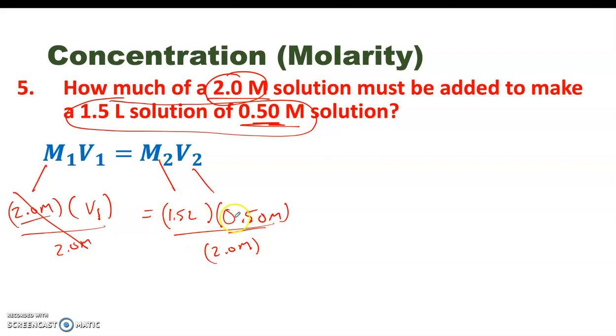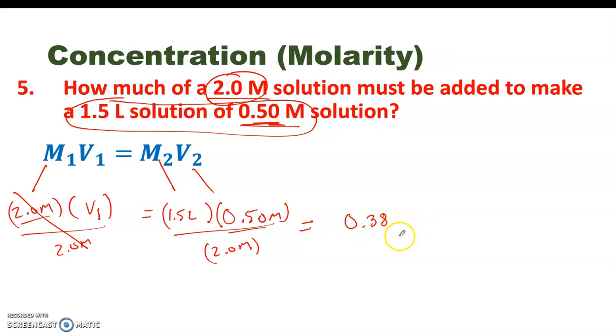That would be 0.75 divided by 2. I think it's 0.375. Let's double check here. There we go, it was 0.375. However, everything here is 2 sig figs, so I'm going to round that to 0.38.